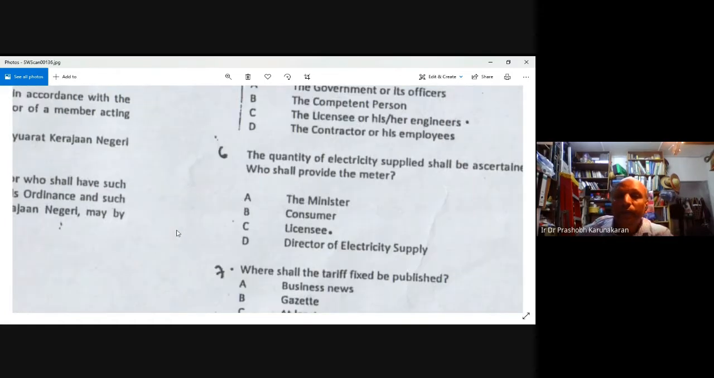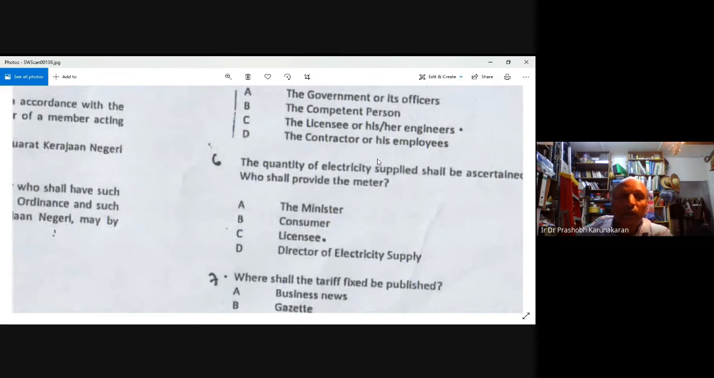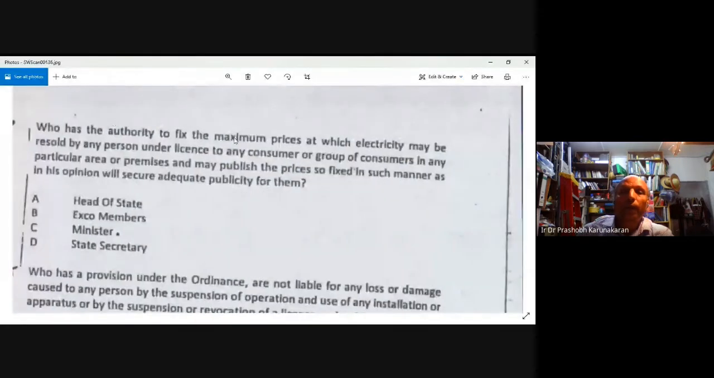Okay. Next one. Who has the authority to fix the maximum prices at which electricity may be resold by any person unlicensed to any customers or group of customers in any particular area or premise, and may publish the prices so fixed in such manner as in his opinion will secure adequate publicity for them? So the minister in charge of electrical, who is now, I think Stephen Rundi. Okay, let's check.